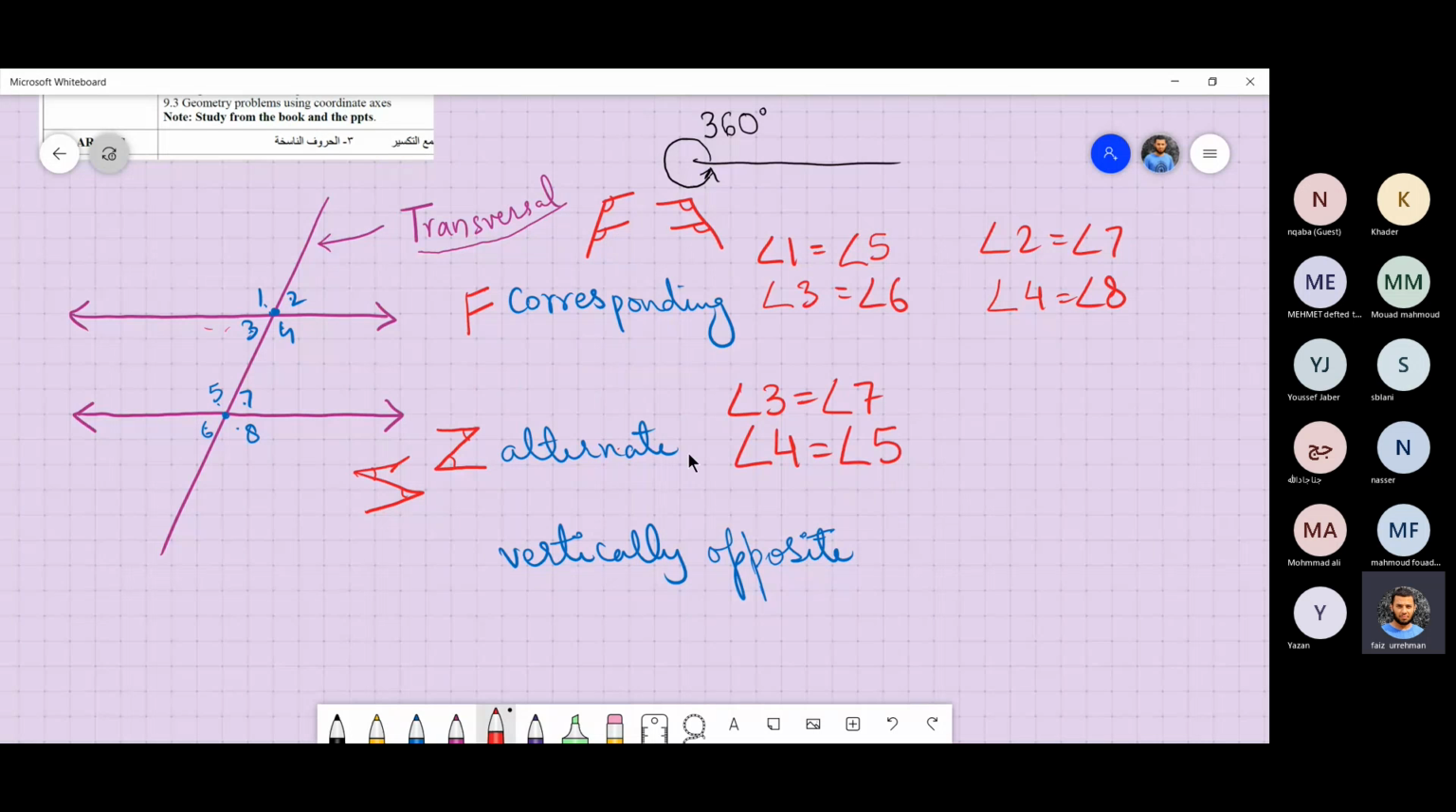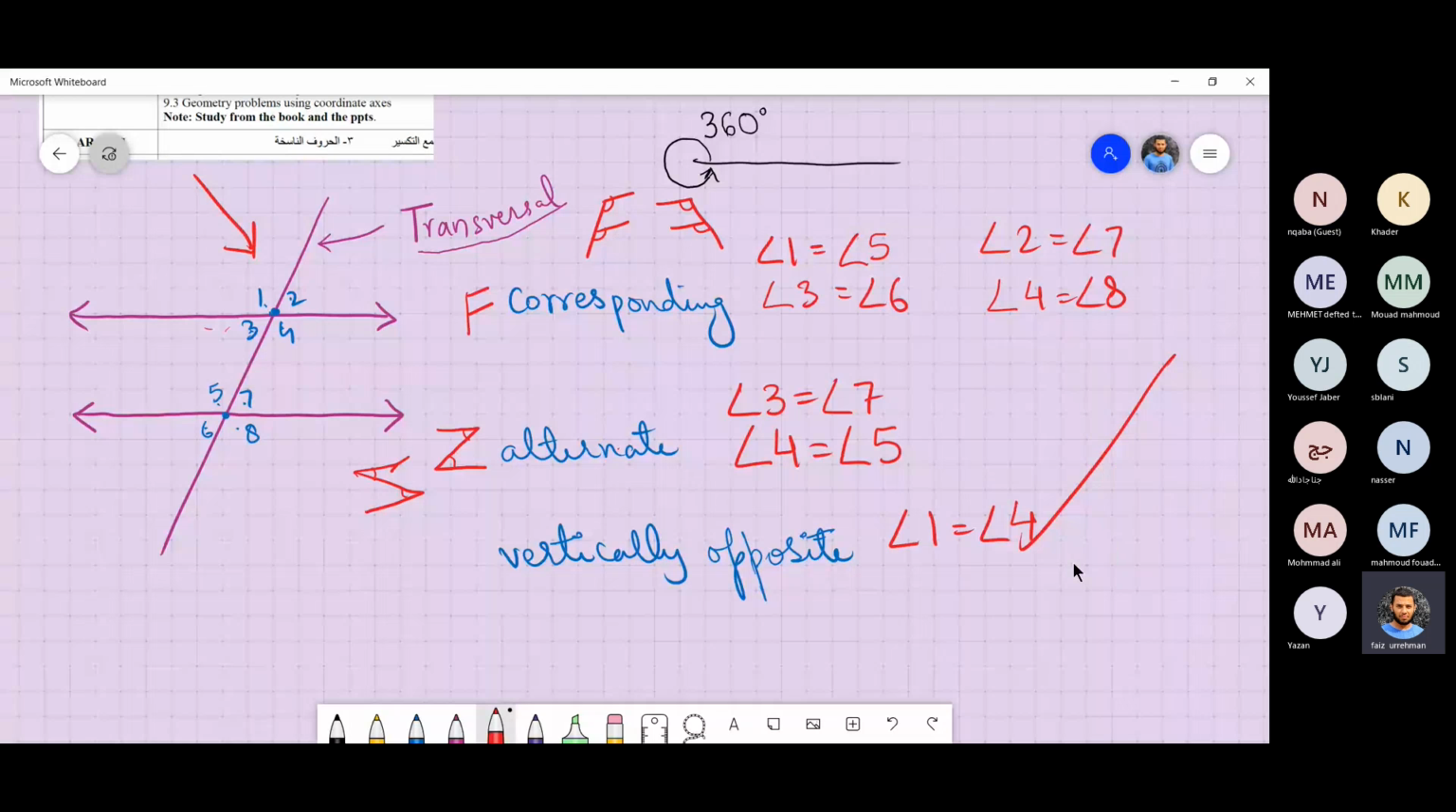Now, vertically opposite angles, I already explained above. What is the vertically opposite angle of angle 1? Angle 1 here, angle 1. What is the vertically opposite of angle 1? 4. They are on different sides. They form the letter X.